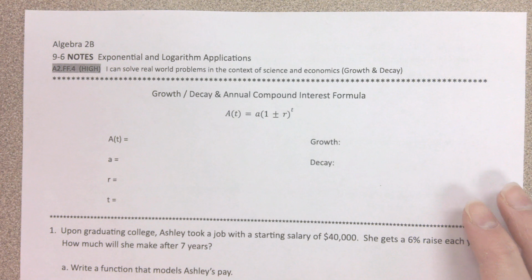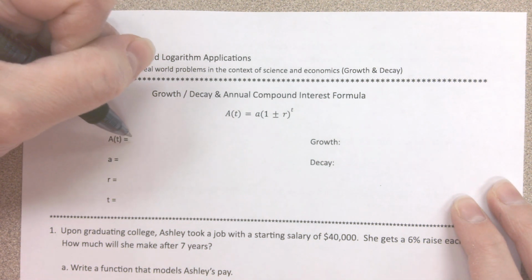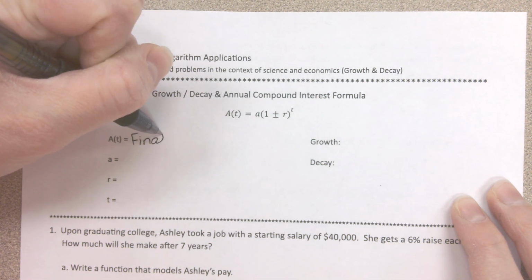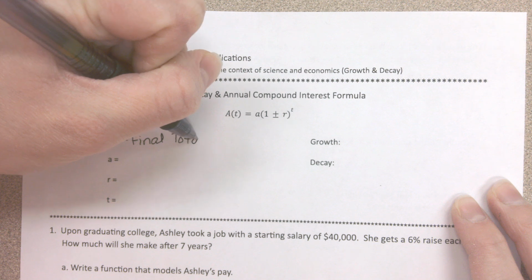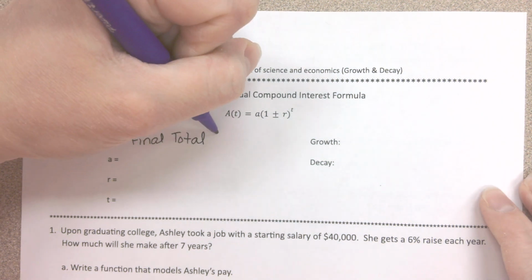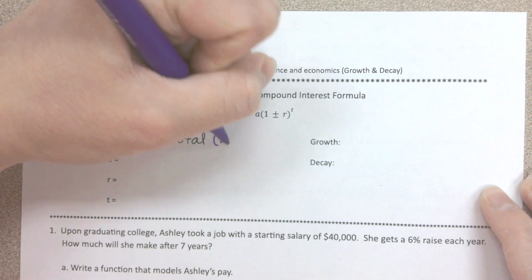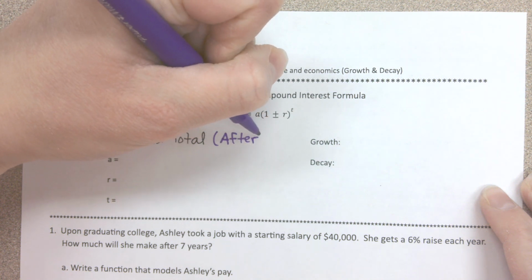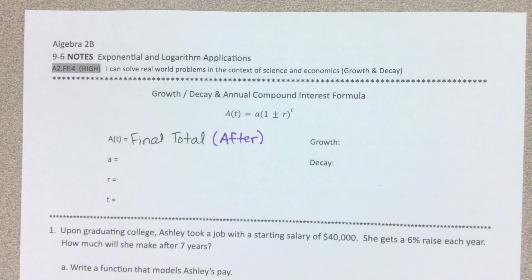A of t is your final total. And I also like to refer to it as the after. That's going to help you on some problems figure out what this number is. I'll get a pen too. Thin or thick? Which one's thick? This one.